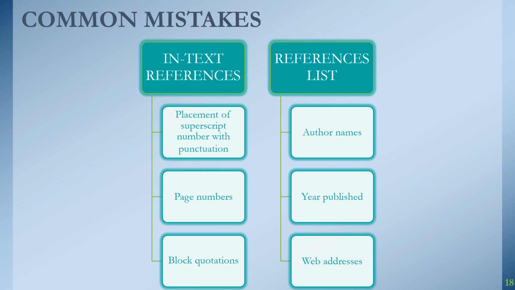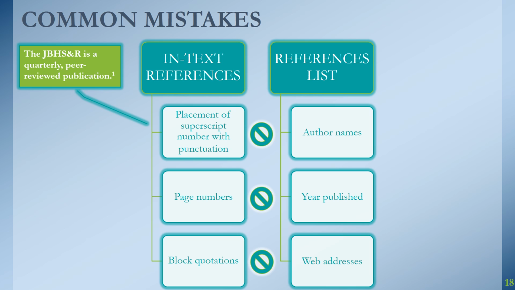Okay, to recap and reinforce what we've learned today, let's take a look at the top 3 most commonly made mistakes when using the JBHS&R referencing style for both in-text citations and your references list. For in-text references, a common mistake is to put the superscript number before punctuation. However, the superscript number should occur outside of all punctuation as shown in the correct example here.